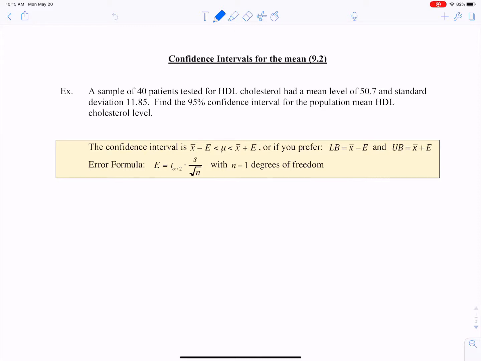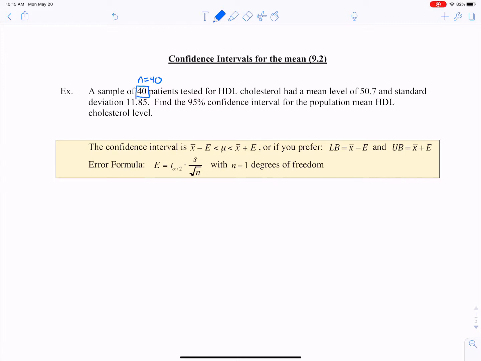Hi everyone. This video is meant to cover confidence intervals for a mean, that is, to estimate a population mean from sample data. Now when we use the sample data, in this case we have a sample of 40 patients, so just to start this off, we already know that we've got a sample, and that n is equal to 40, and these patients were tested for HDL cholesterol levels, and their mean level was 50.7.